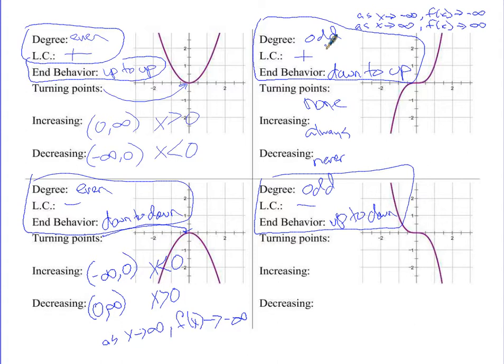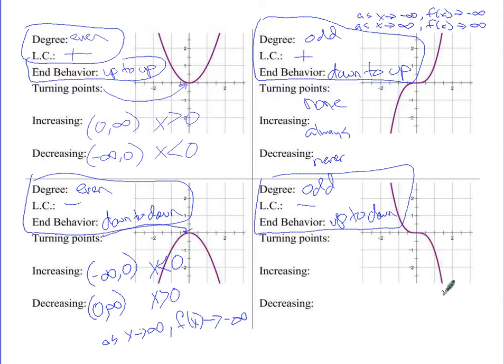If the leading coefficient in an odd polynomial is positive, from left to right, the graph will start off low and end high. It'll go down to up. It'll do some stuff in between. Like on this one, it's doing some stuff in between, but it starts low and ends high. Down to up. If the degree is odd and the leading coefficient is negative, that reverses. We start off high and we end low. We do some stuff in the middle, but the overall result is up to down.